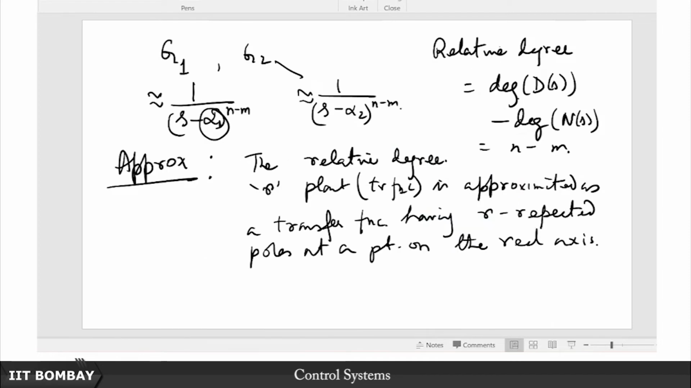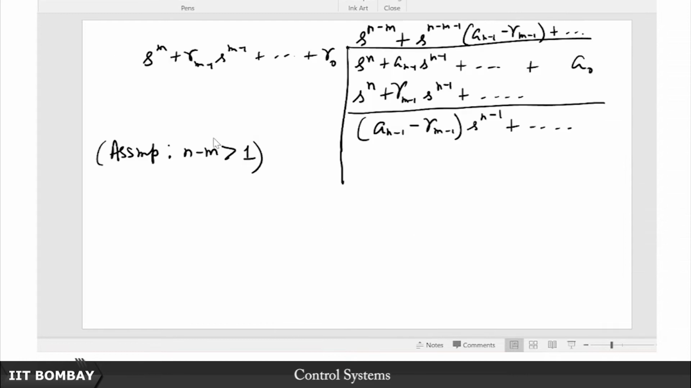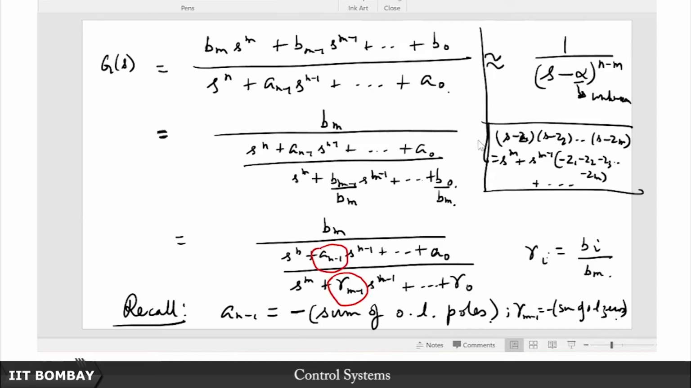So that is why it's a trivial question, which is why this assumption that we are making here, that n minus m is greater than 1, makes sense. Because if n minus m is not greater than 1, then the second term wouldn't come in. And we don't need it either, because we've seen that then that question of approximating by this s minus alpha to the n minus m is immaterial.